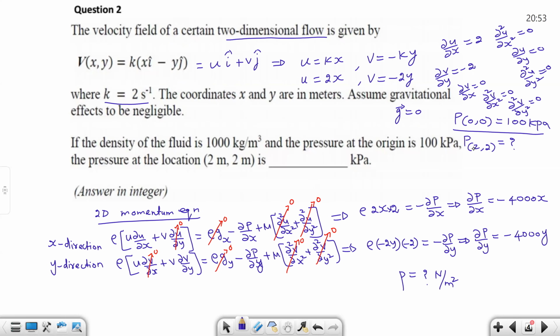Equal to minus 2000 into 2 squared plus 2 squared. This much Newton per meter squared. Then you convert into kPa or Pascal.